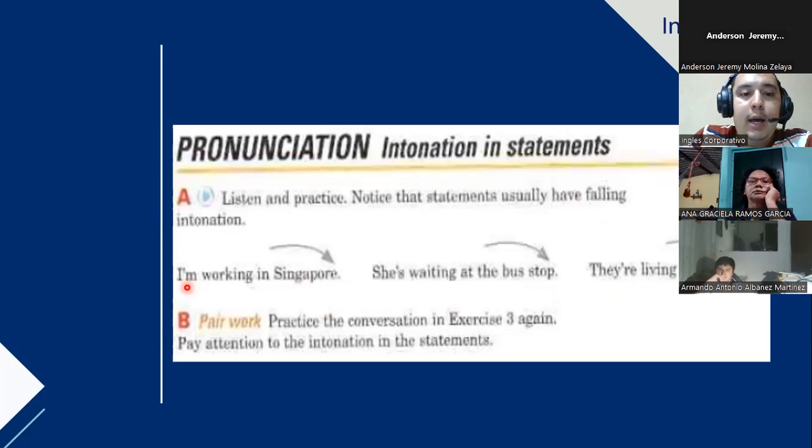Okay, here we have three statements. The first one says, I'm working in Singapore. Here we're talking about a country, right? She's waiting at the bus stop. You say bus stop, and the intonation is falling down. They're living at home. Because you are not going to say, they live at home. No, because you are saying it like you were mad, if you say, they are living at home. You could say it as if you were angry. They're living at home.